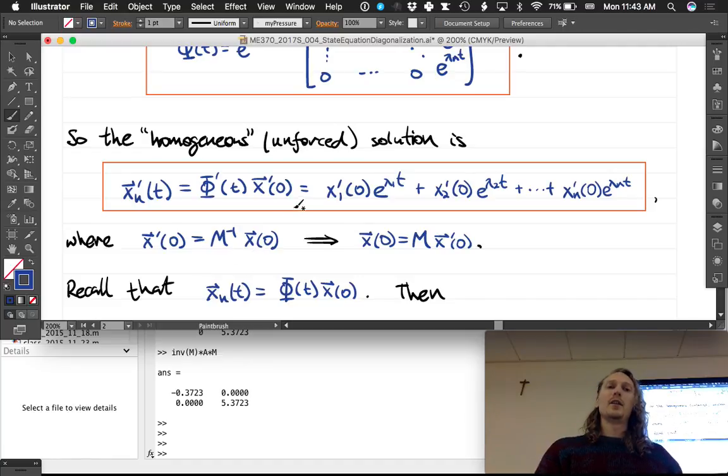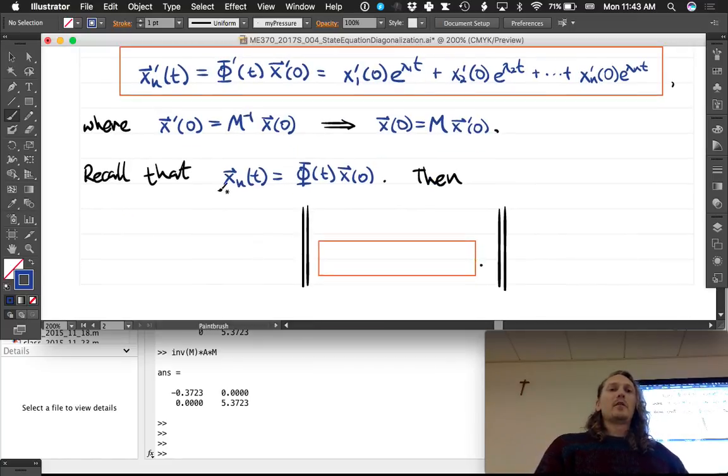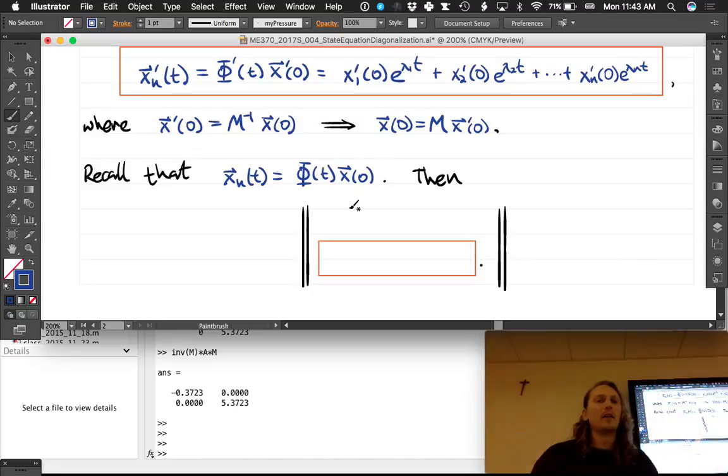Okay, so our x prime of 0, we just have to transform our initial conditions as well, right? We had to transform the state variables, but also the initial conditions, which makes sense. Okay, recall that x homogeneous of t is equal to phi of t times x naught, so the initial condition.